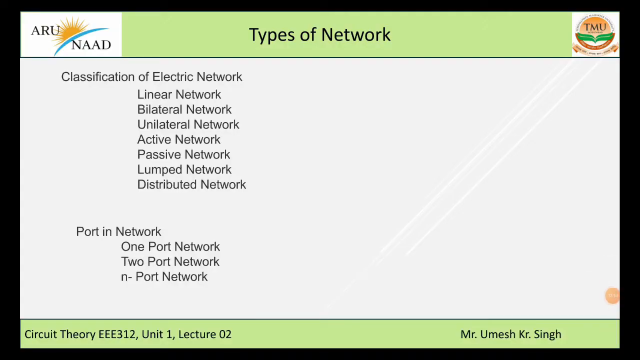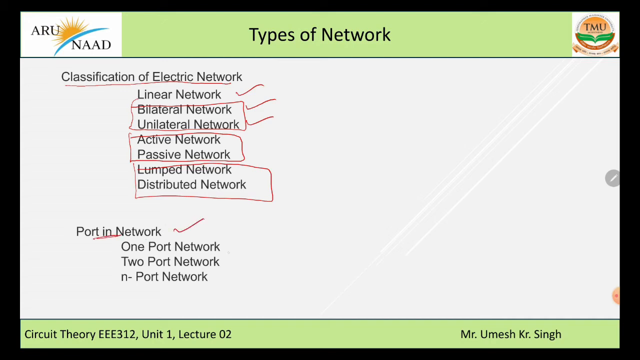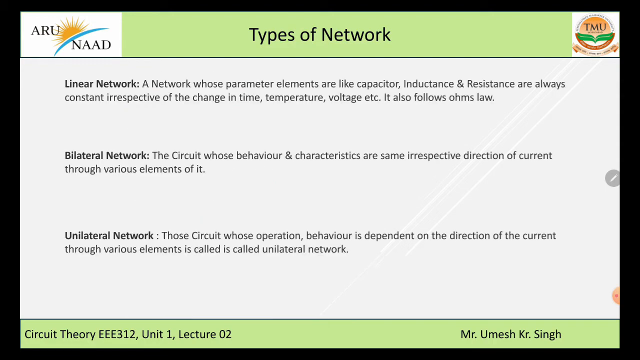Next important discussion is what are the different types of electrical network. So we can classify the electrical network like linear network, bilateral, unilateral, these both come under the same group, active and passive network, and lumped and distributed network. When we say the port in a network, we can have 1 port, 2 port, or simply n port when we generalize.